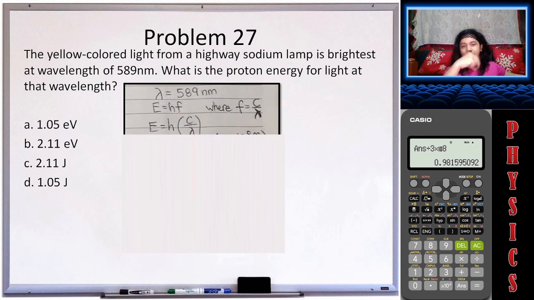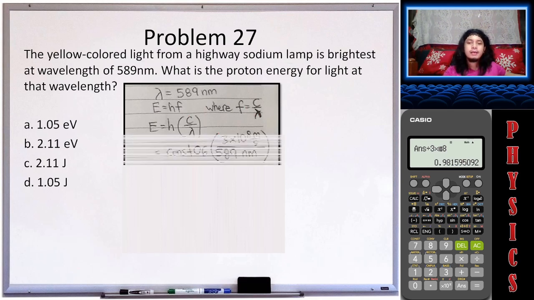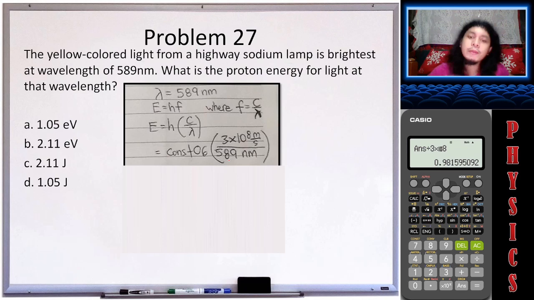Sir, wala naman tayong frequency. Sabi nga natin, kahit walang frequency, makukuha yan. Ano, c over wavelength lang siya. Tuloy lang natin. The formula is E equals hc over lambda, where h is constant 0.6, c is 3 times 10 to the 8, and wavelength equals 589 nanometers. Makukuha po natin ay energy in, anong unit nun? Joules muna po yung lalabas dyan.